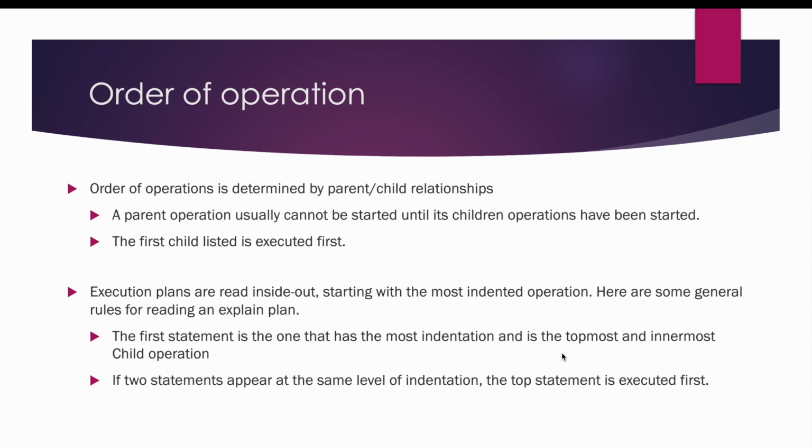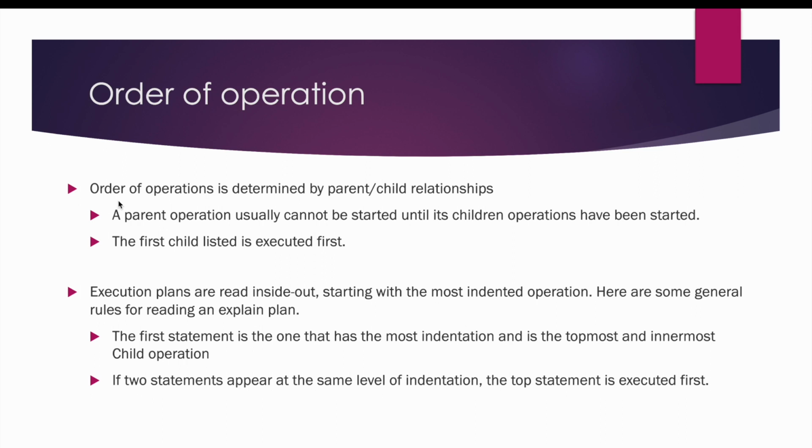There are two ways by which we can determine the order of operation. First is by creating a parent-child relationship. It is basically a lengthy process to identify the order of operation using the parent-child relationship. Second is by directly reading from the execution plan with the help of the indentations. Now the first method determines the order of operation by using the parent-child relationship.